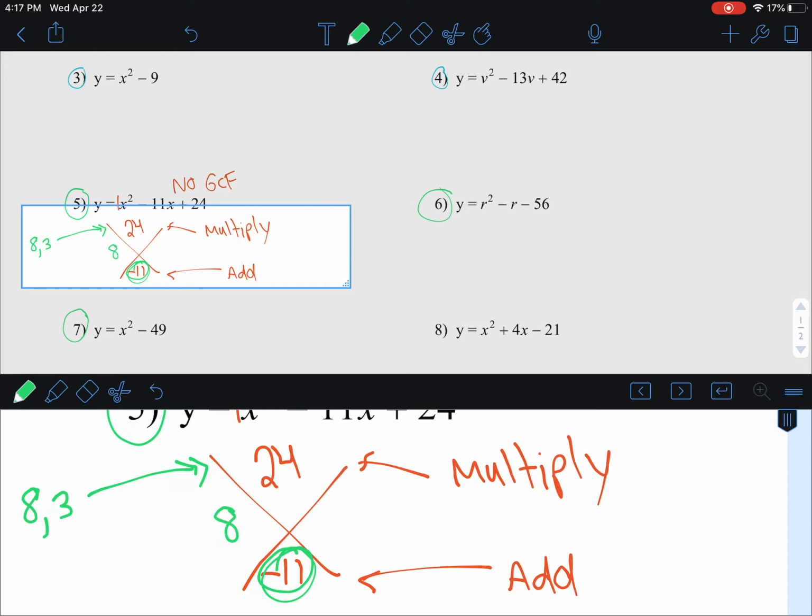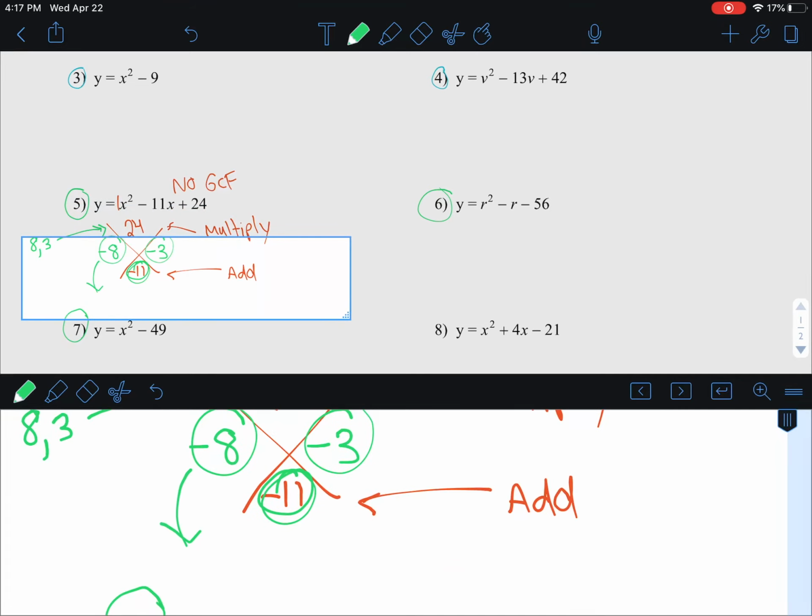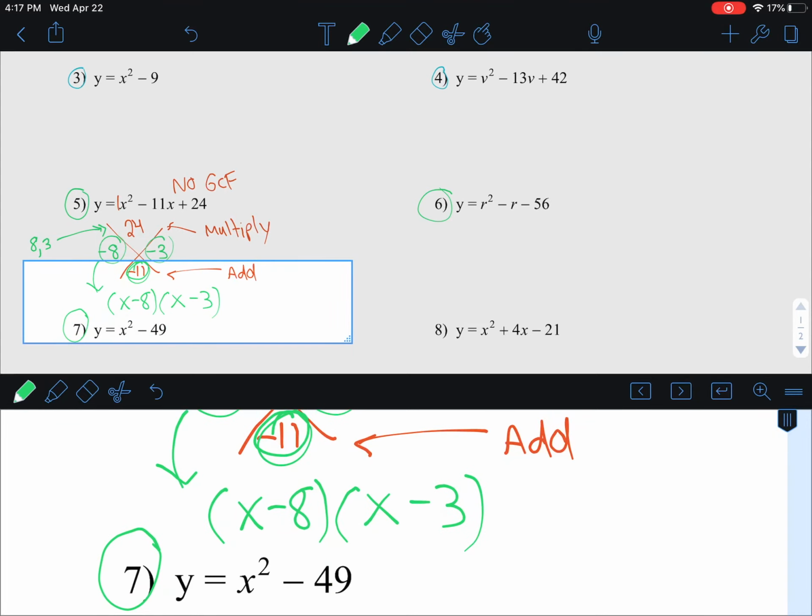But remember, you can make both of these negative, because a negative times a negative is a positive, and a negative plus a negative is a negative. So these are my winners. Remember, I have to write it out in factored form. So it'd be x minus 8, x minus 3. Those are interchangeable, meaning I could put x minus 3 first and then x minus 8. It does not matter what order you put it in, but that's what I got right there.